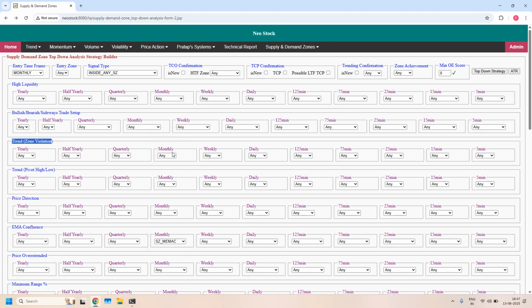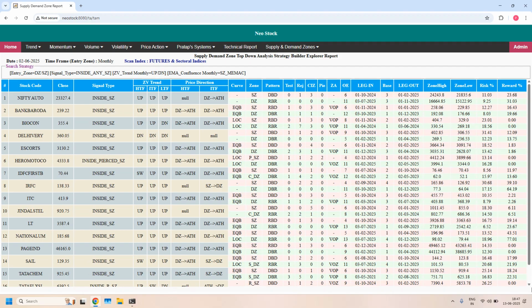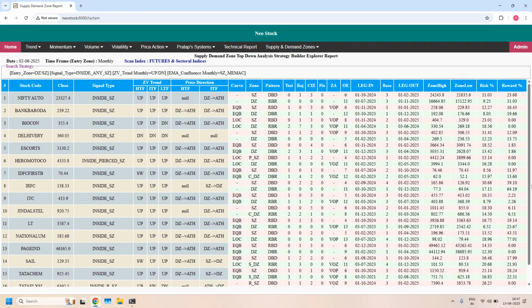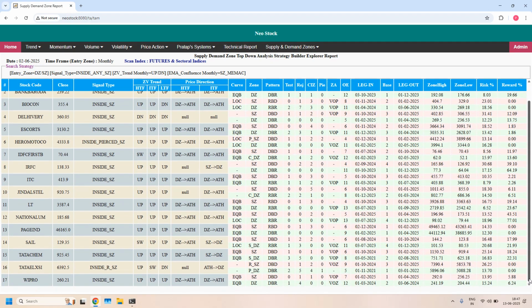And also trend on the monthly should not be sideways. It could be up or down. Now the list is reduced to 17 stocks. First 15 stocks in the list. Scrolling the list down. Total 17 stocks.